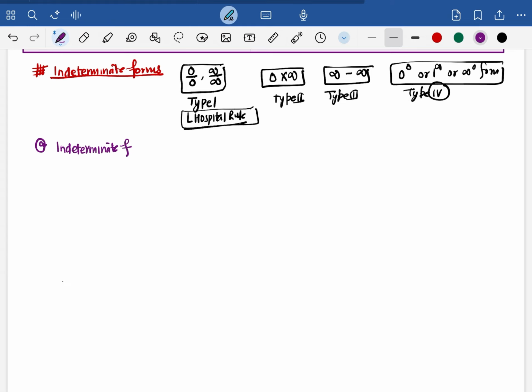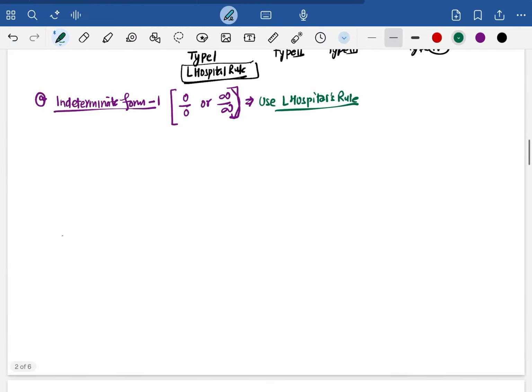Indeterminate form 1. And what is this? This is nothing but 0 by 0 or infinity by infinity form. So in this, what we use is L'Hospital's rule. And L'Hospital's rule basically is differentiating the numerator and denominator.